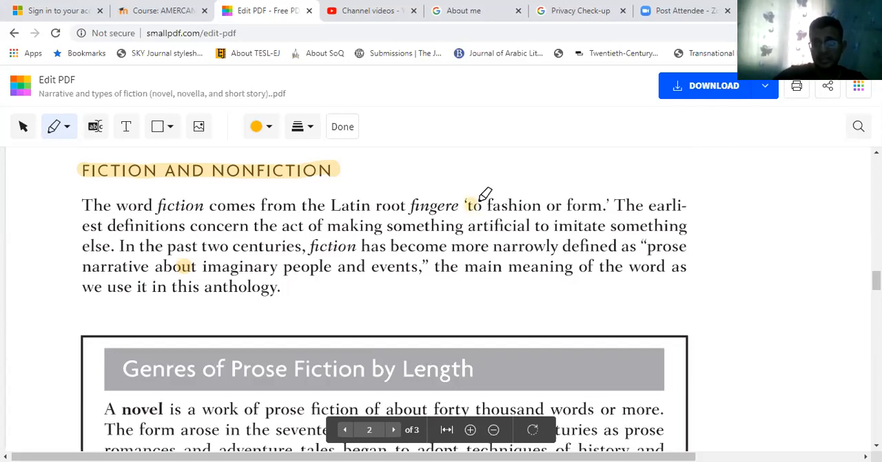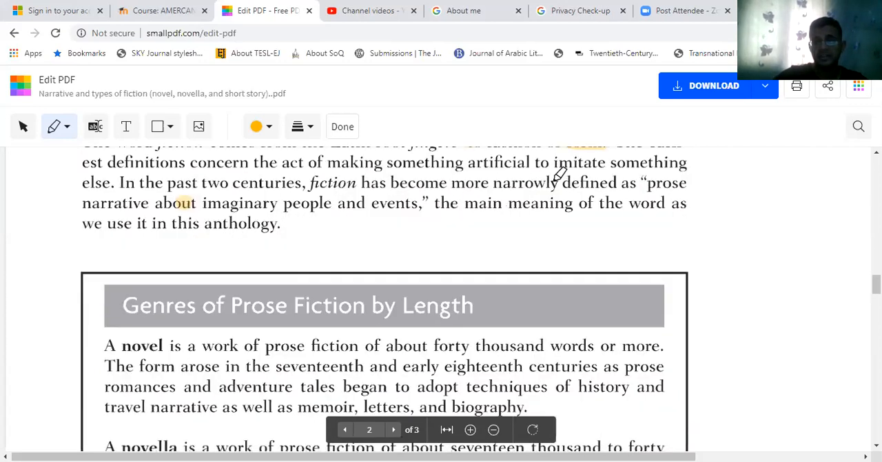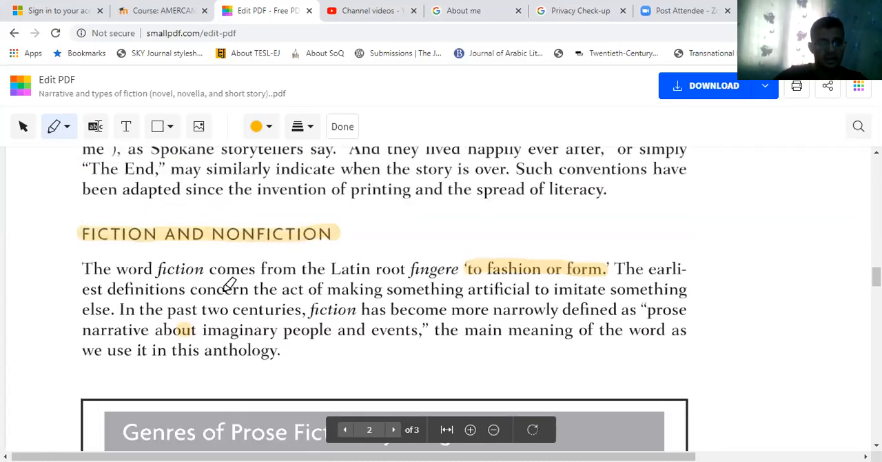See here that you created, to fashion or form. There are definitions concerning the act of making something artificial to imitate something else. And here also it talks about the act of making something artificial to imitate something. So simply, when you write fiction, you imitate something.